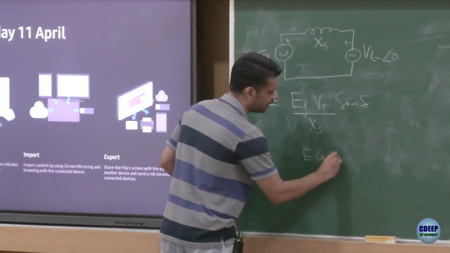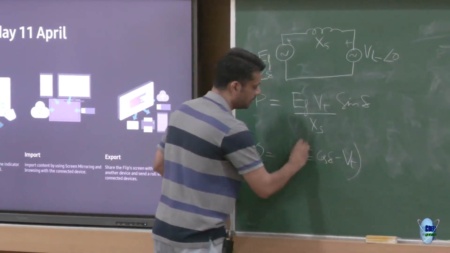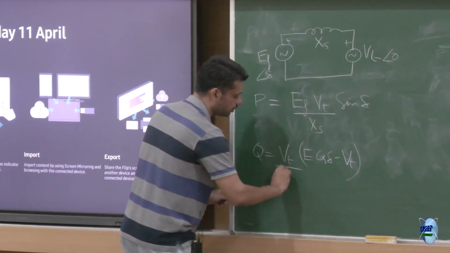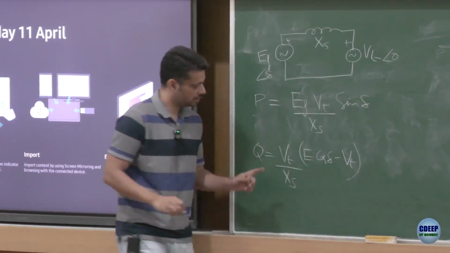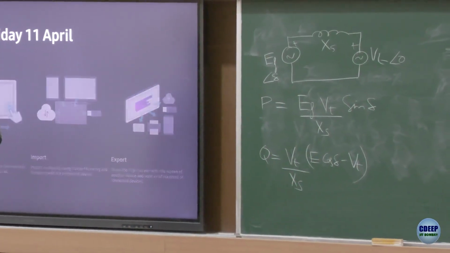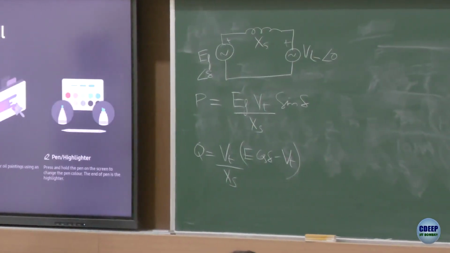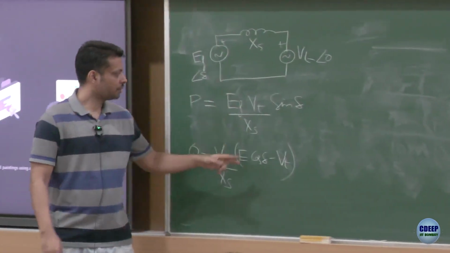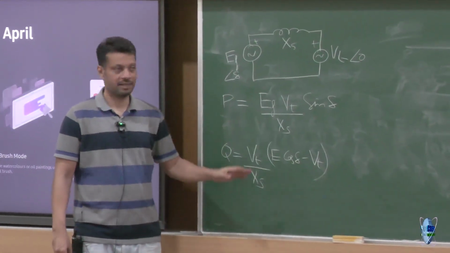E cos delta minus Vt into Vt upon Xs. Is that fine? Just cross check, is that okay? The last lecture's note. Okay, so now these equations we derived, right?